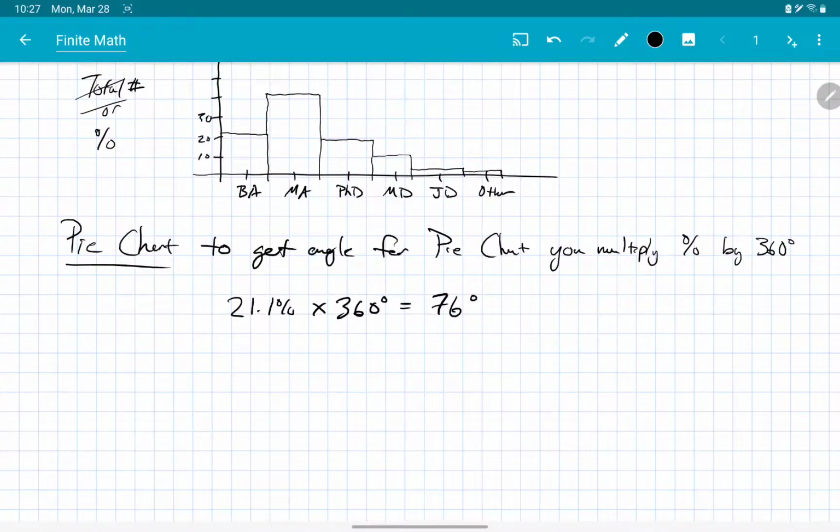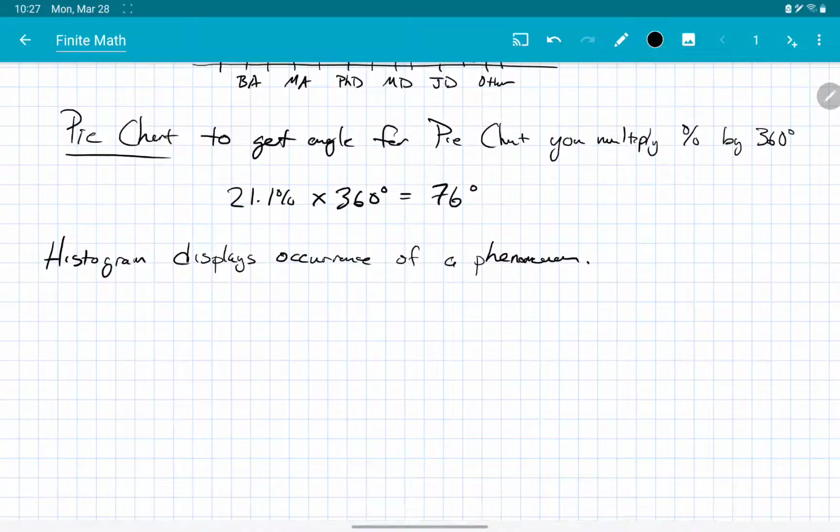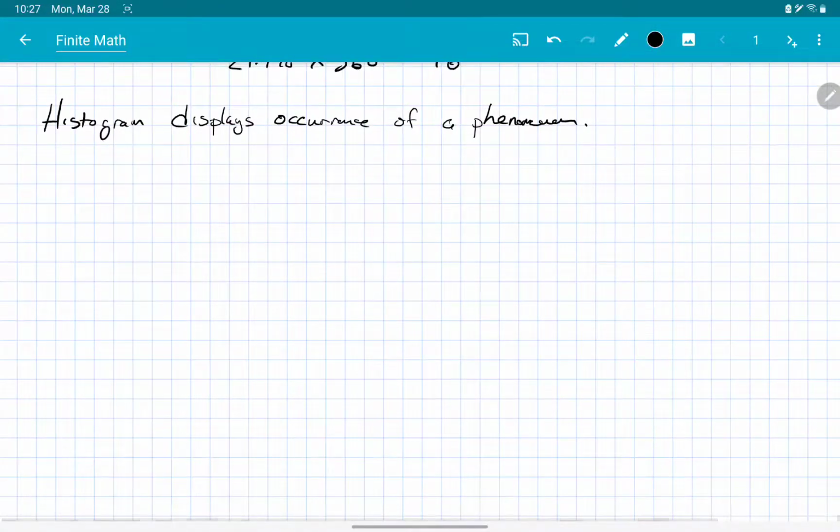Another type of chart you might see sometimes is something called a histogram. And a histogram displays the occurrence of a phenomenon or event. So I'm going to write some data, and we'll draw a histogram for it.